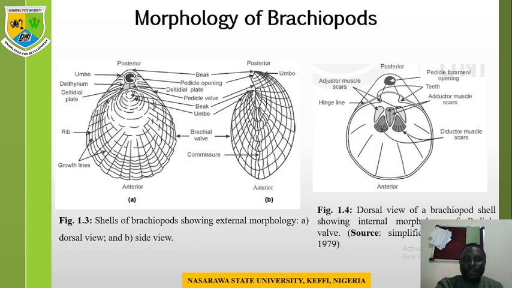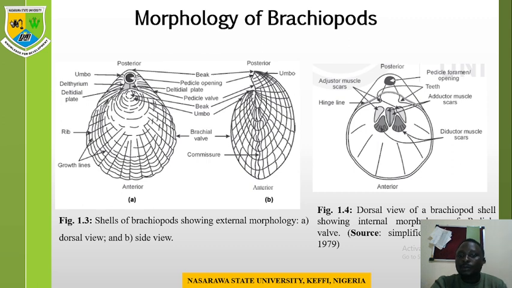So this is the schematic of a brachiopod showing the external morphology. Of course, you can see the beak, which is the pedicle opening, on the pedicle valve. You can see the brachial valve. You can see the commissure. So all this shows the external morphology of the brachiopod.